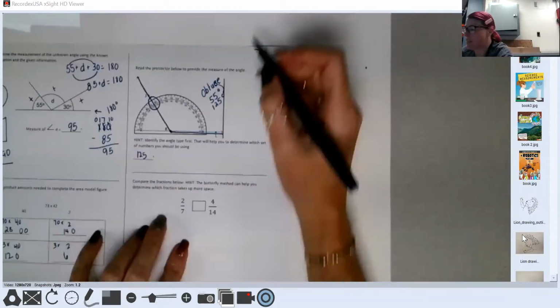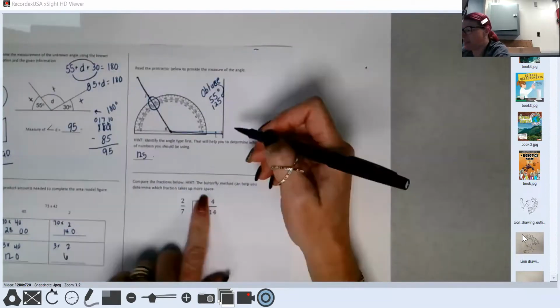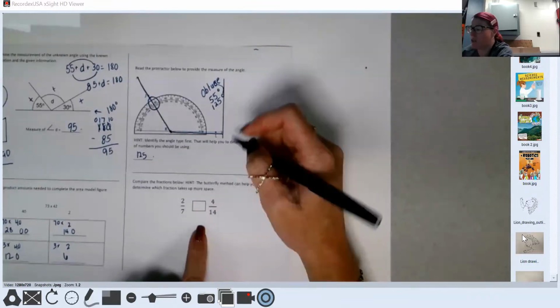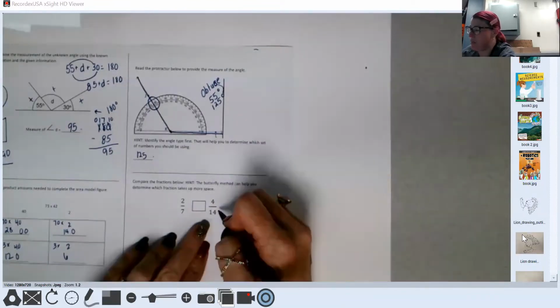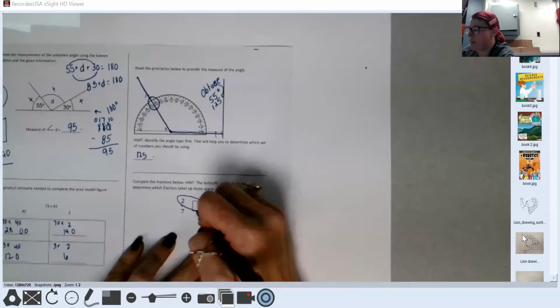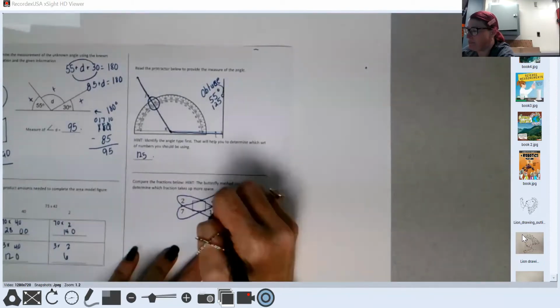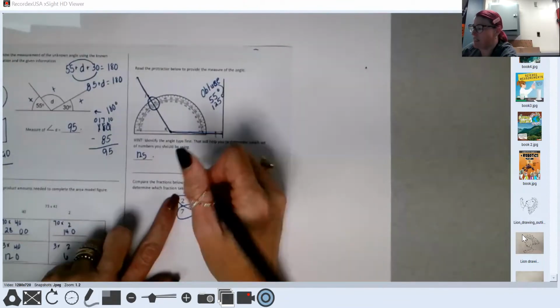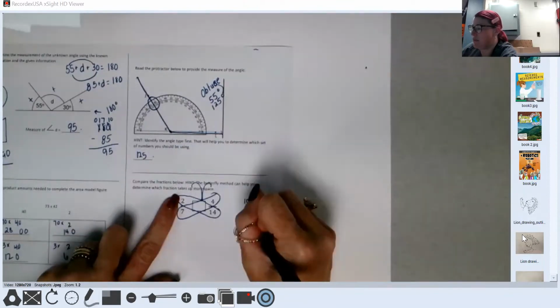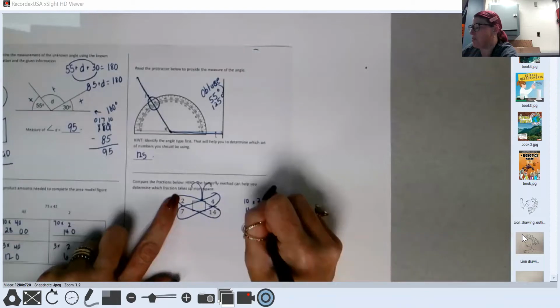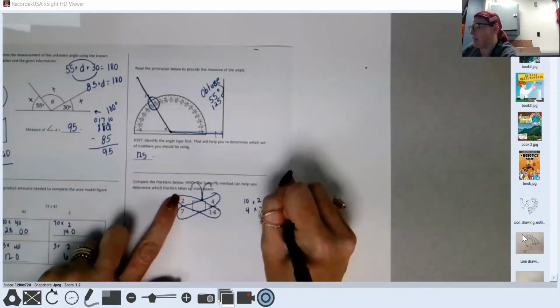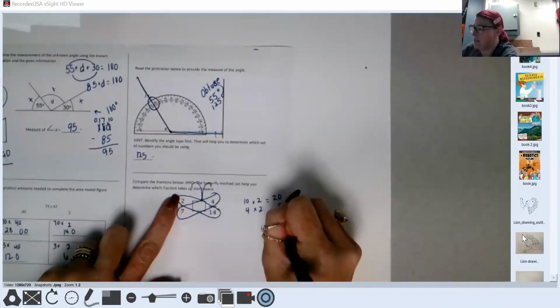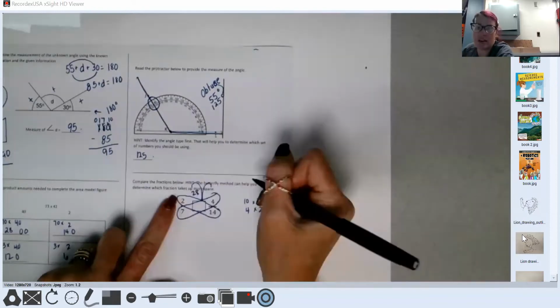All right, this one says compare the fractions below, and the hint is the butterfly method can help you determine which fraction takes up more space. So I'm creating my butterfly. 2 times 14, that's 28. So this side is 28, because remember it goes over the top number.